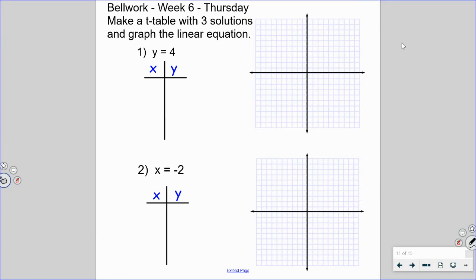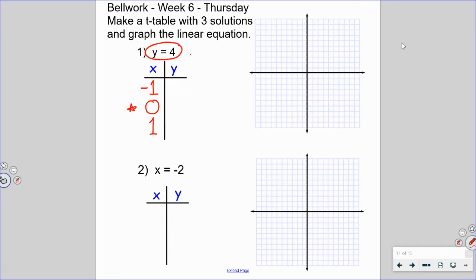Now I'm going to start off by asking you to pause and come up with your own t-chart and think about what the lines will look like for y equals 4 and x equals -2. Pause, come on back when you're ready. Now, if you recall, it's been a while, but I always started with 0 and then I chose 1 positive and 1 negative. Okay, so I want you to think about if x equals 0, what must y equal?